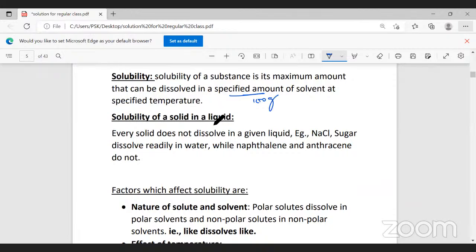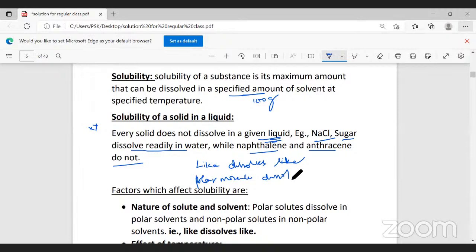We learned solubility of solid in liquid. This is important. Remember, every solid does not dissolve in a given liquid. NaCl, salt, sugar dissolve readily in water, while naphthalene, anthracene do not. So remember, like dissolves like. What do you mean by like dissolves like? Polar molecules dissolve in polar solvents.